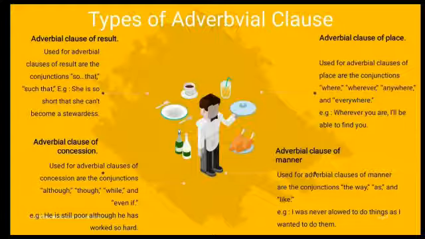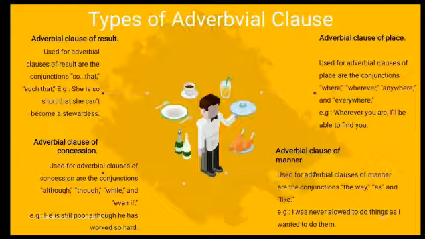Next is adverbial clause of place. These types of adverbial clause indicate A, where the action in the main clause takes place, or B, the position of something, whether the subject or object in the main clause. Used for adverbial clause of place are the conjunctions where, wherever, anywhere, and everywhere. For example, wherever you are, I'll be able to find you.